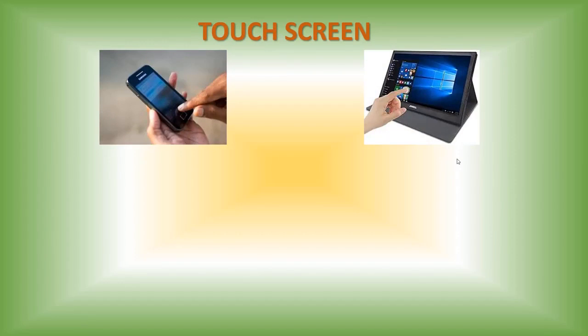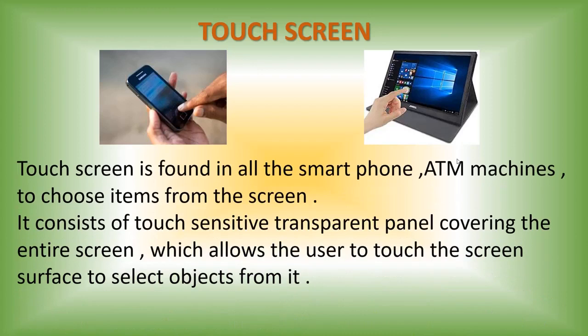See, this is a touch screen. You are selecting an item by using your finger. A touch screen is found in all smartphones and ATM machines to choose an item from the screen. It consists of a touch sensitive, transparent panel. When we touch the screen, that position is automatically identified and converted into a binary format, which is then sent to the CPU.